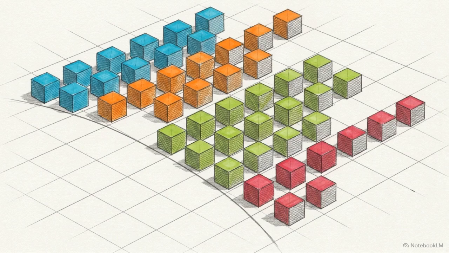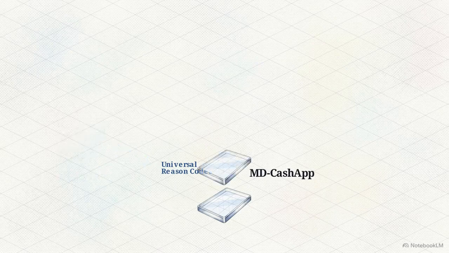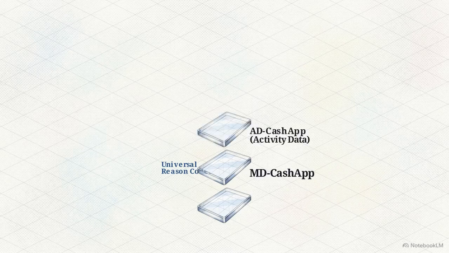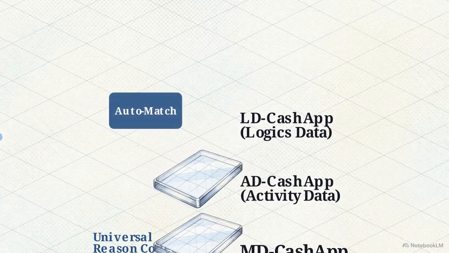System independence begins by standardizing core data taxonomies at the business layer. This is the MD CashApp table. Standardizing reason codes here decouples dispute workflows from proprietary legacy ERP deduction codes. We then layer on activity data and logics data tables, specifying where transaction records live and how algorithmic rules govern them. The logics layer's auto-matching algorithm scores match probabilities based on historical weights, operating independently of the system of record.